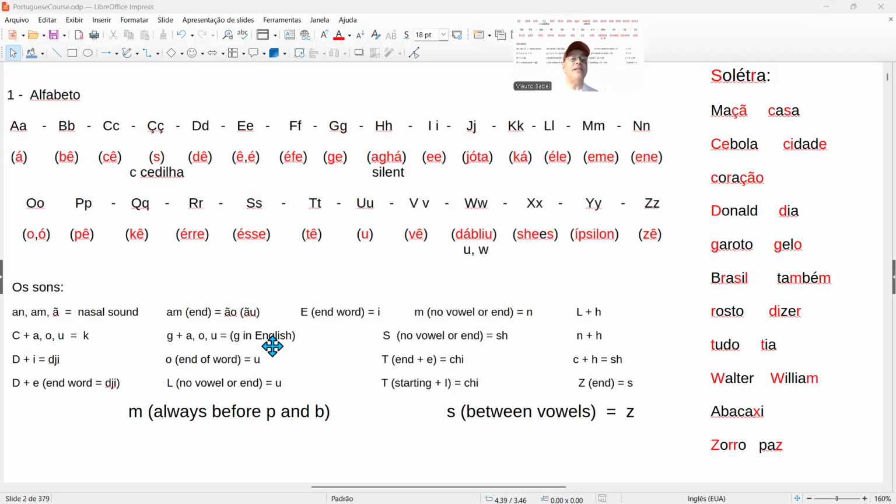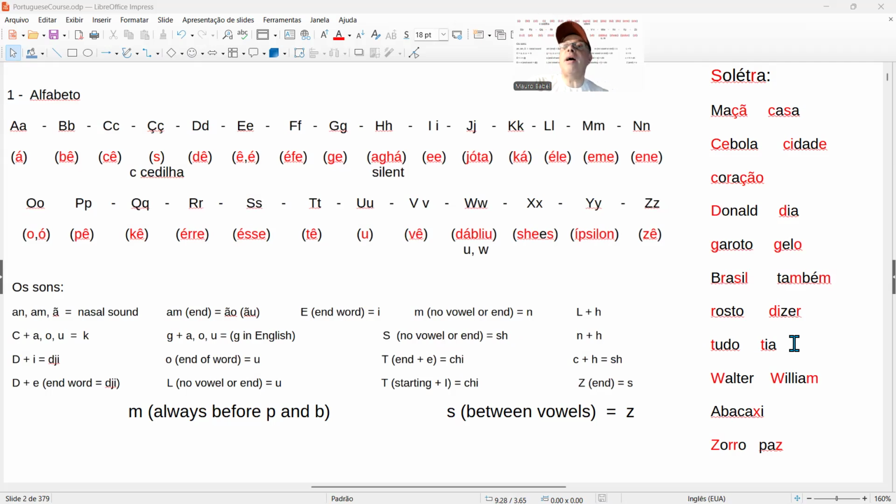D-E. In Rio, the D sounds like a soft J. Dizer. Z normal, E-R. Dizer. Of course, some people will say it with a hard D, dizer, but let's use the real sound.